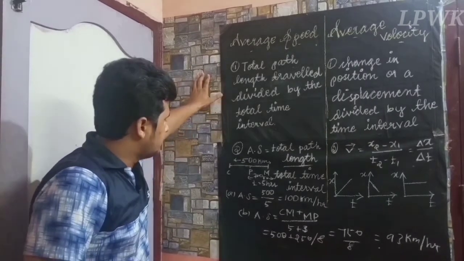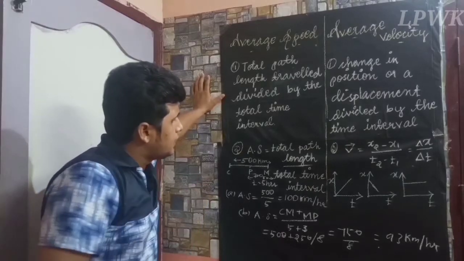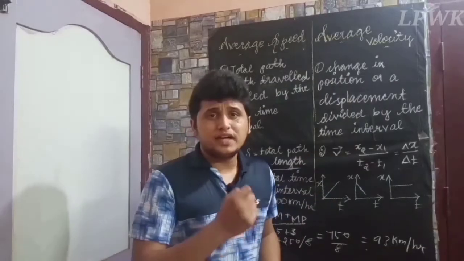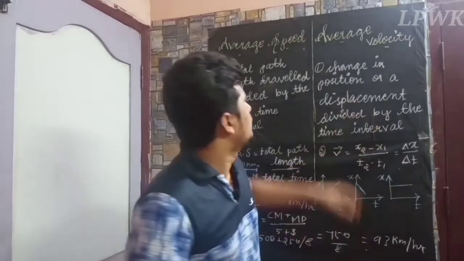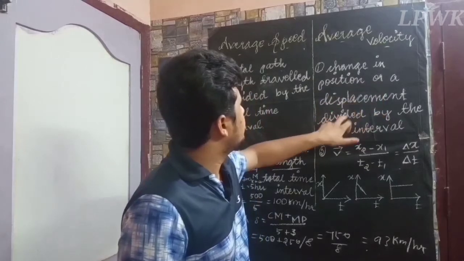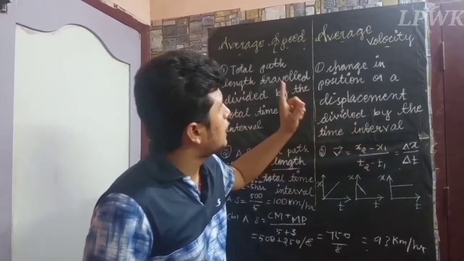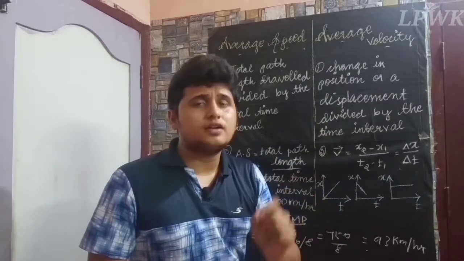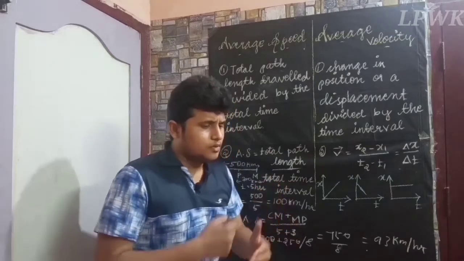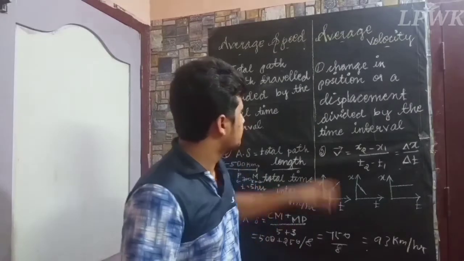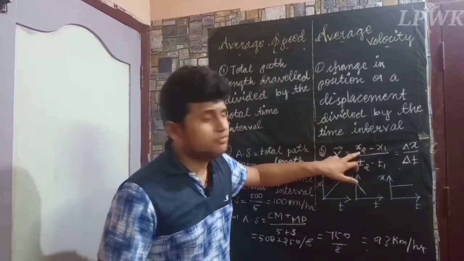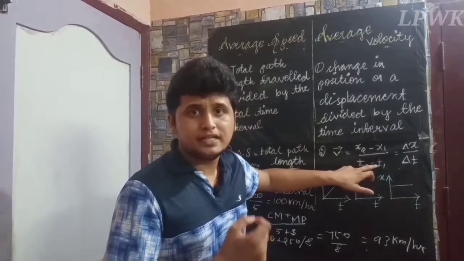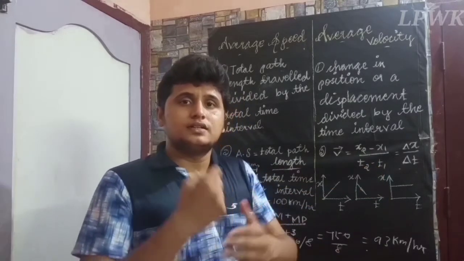I think you have understood average speed, and now we can move on to average velocity. The change in position, or displacement, divided by the time interval is called average velocity. What is the formula for average velocity? The average velocity vector is equal to final displacement minus initial displacement by final time minus initial time.